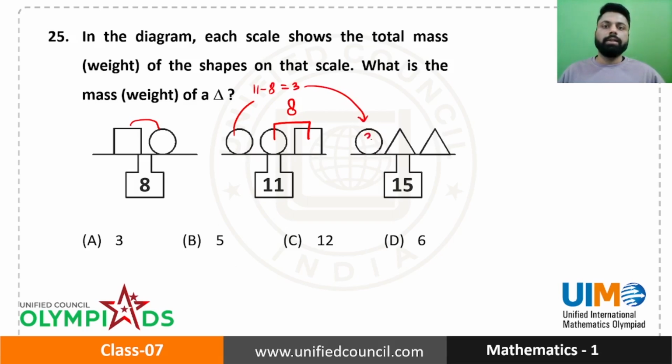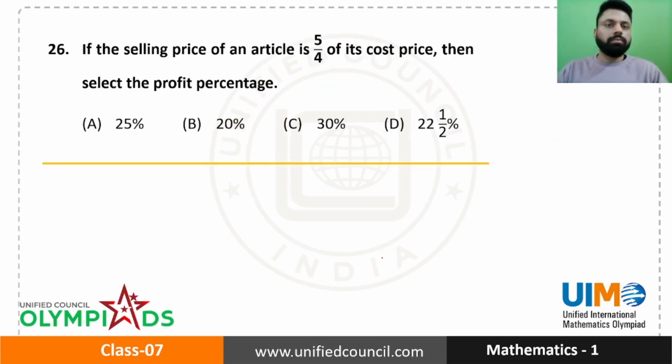Let's put it over here. This is 3. So two triangles will be equal to 15 minus 3, that is 12. And for one triangle, it will be 12 upon 2, that is 6. The option is the correct answer.